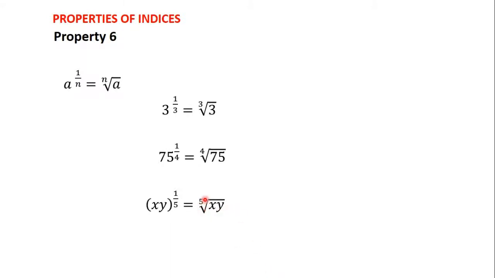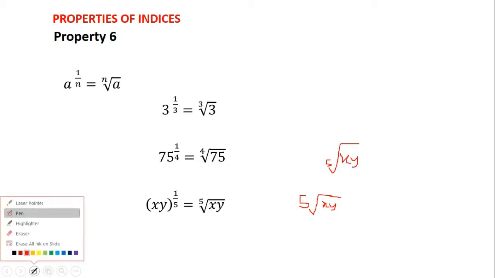And this is how you write it. You write 5 as a small number, you write the root sign, then you write xy. Make sure that you don't write it like this. In this case, you don't write it as 5, then square root of xy. This is wrong. That would be 5 times the square root of xy, while this is the 5th root of xy. So the 5 should be written as a very small number. Then you write the root sign and xy under the root sign. So this is the 6th property.